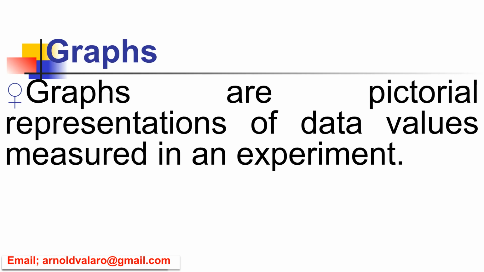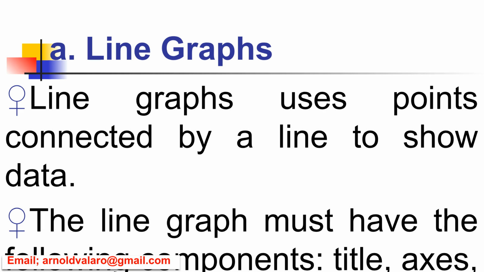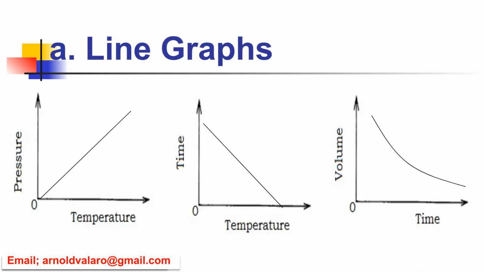Moving on to graphs, these are pictorial representations of data values measured in an experiment. Graphs can be presented in the form of line graphs, bar graphs, or pie charts. Line graphs use points connected by a line to display data. A line graph must include a title, axes, scale, and origin. This slide displays an example of a line graph.